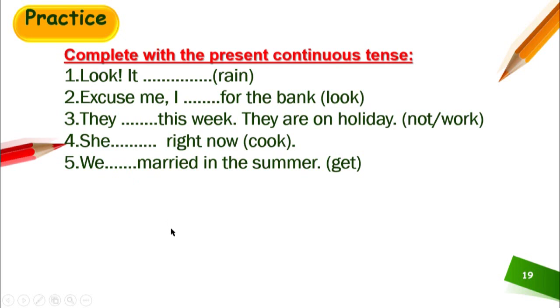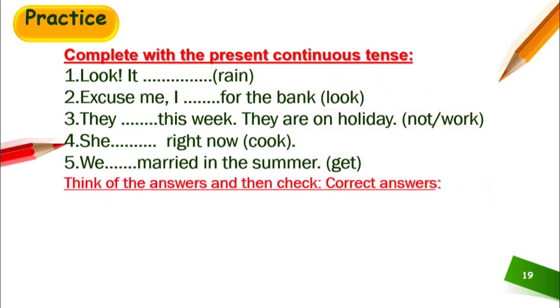And now I will give you the answer keys to check if your answer is correct or not. Let's see the correct answers. Number one: look, it is raining, or it's raining. It's the present continuous because of look. Excuse me, I am looking for the bank. I am looking for the bank. Is your answer right?